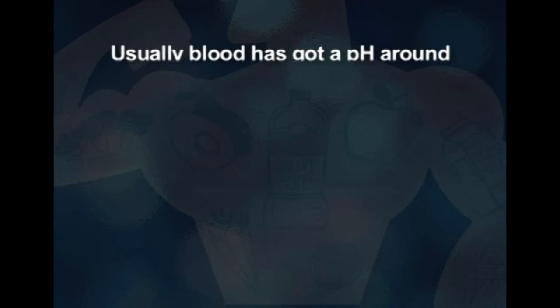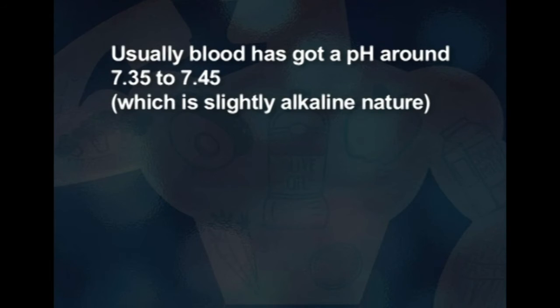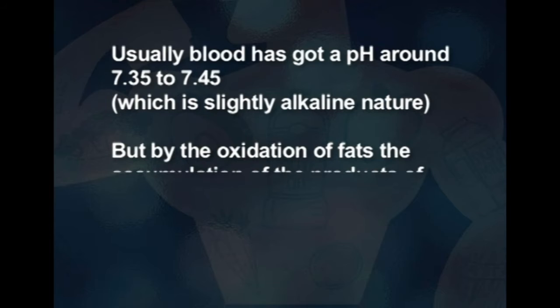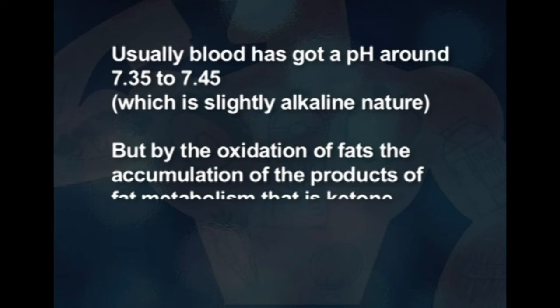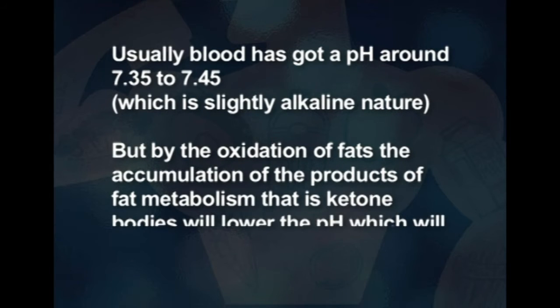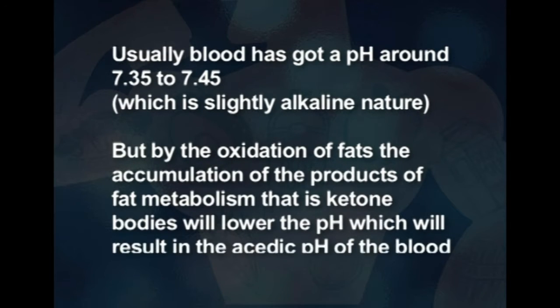Their accumulation in the blood may result in the acidic nature of the blood. Usually blood has a pH of around 7.35 to 7.45, which is slightly alkaline in nature. But by the oxidation of fats, the accumulation of the products of fat metabolism, that is the ketone bodies, will lower the pH, which will result in an acidic pH of the blood.